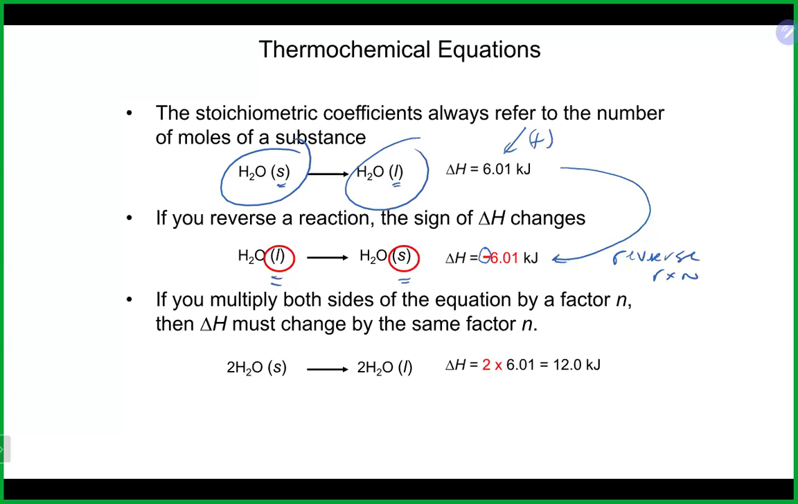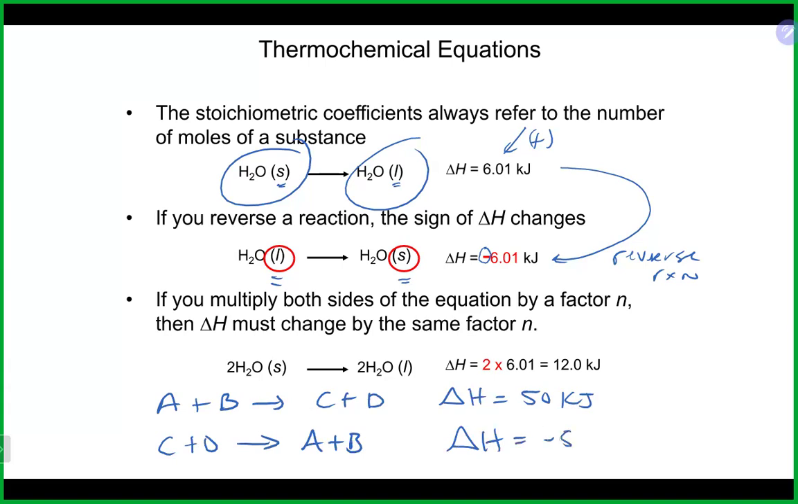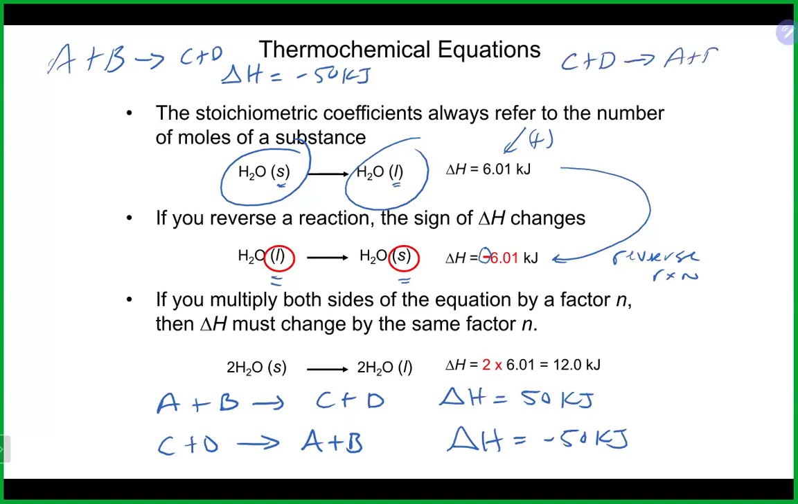So if you ever have an equation, for example, A plus B goes to C plus D, and the delta H for that reaction is 50 kilojoules. But you want to know how much energy would be C plus D goes to A plus B. All you simply do is change the sign. So it goes from positive to negative. And if it happened to be negative to start with, it would go from negative to positive. So if you had that same equation, but the delta H was a negative 50, when you reverse that, the delta H would then become a positive 50 kilojoules.